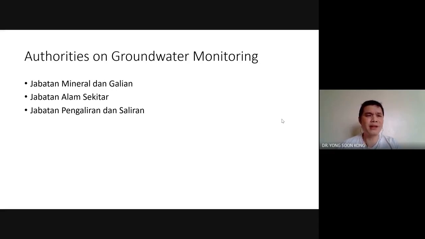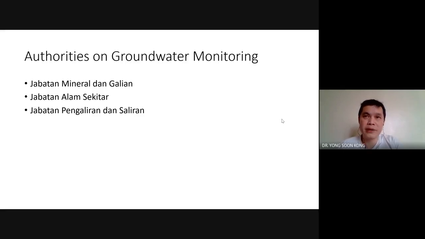Now, why do we have these two departments? Previously, the existence of Jabatan Mineral dan Galian was mainly addressing the mining activities that happened before. So now you know why the headquarters is in Ipoh. Because if you still remember what happened in Ipoh, yes, tin mining, major tin mining in Ipoh. So that's why they have one over there.